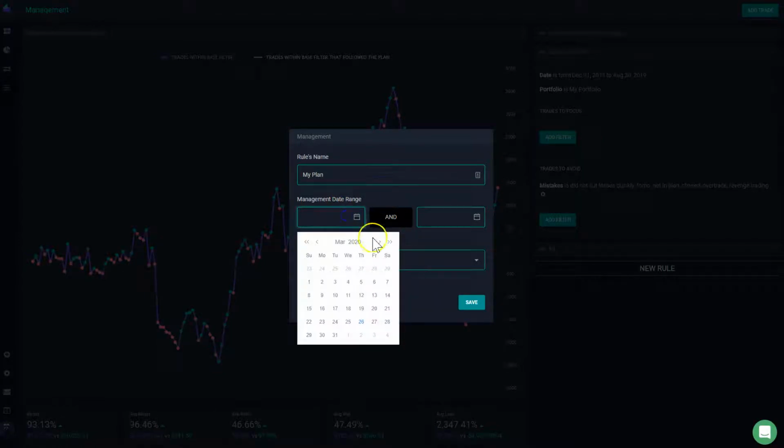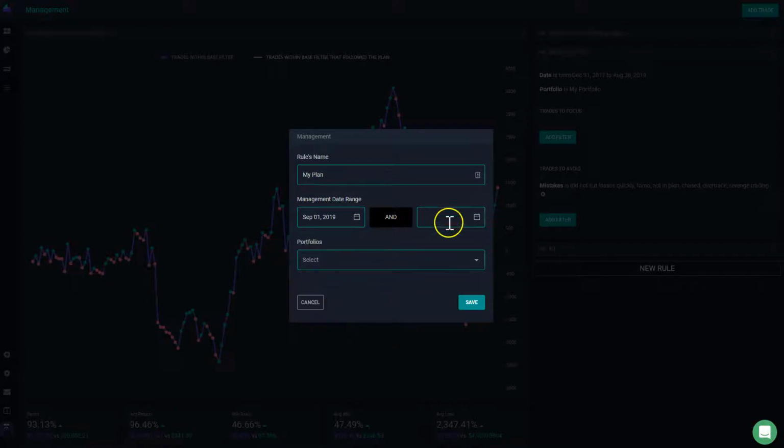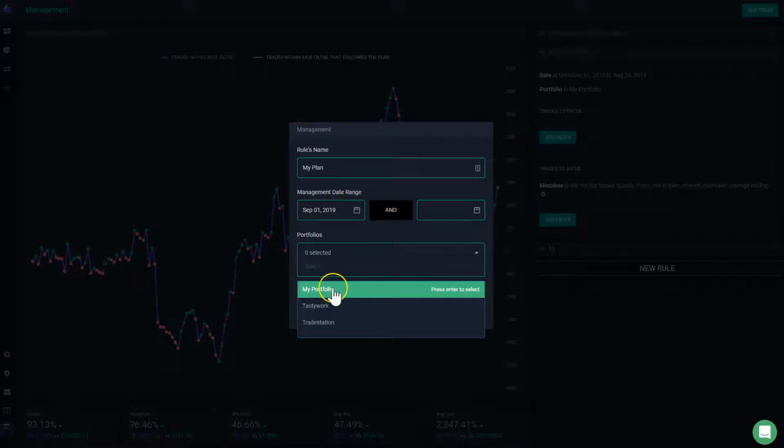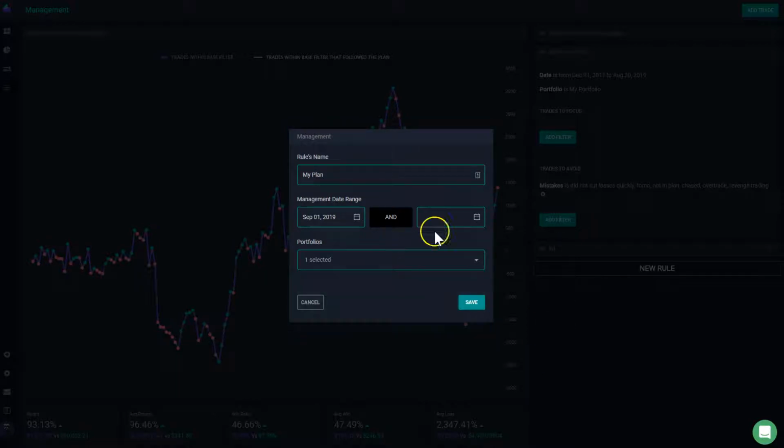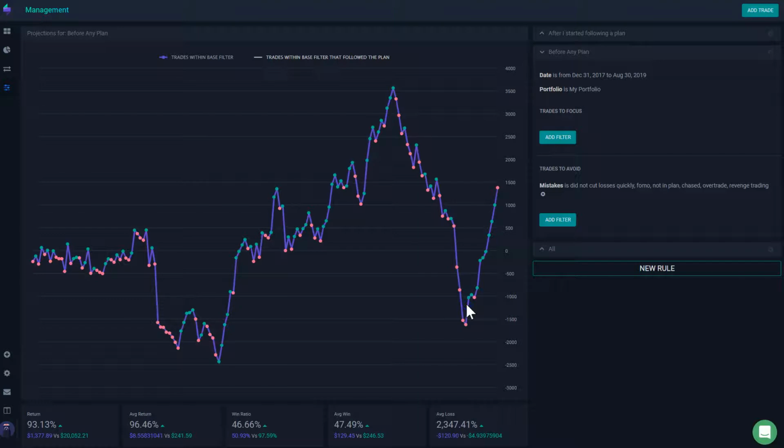And then I want to say this plan is active, in my case, from September 1st until now. So I don't have to fill this in, right? Because it's until now, it's moving forward. And then I can select for which portfolio I'm going to be applying this plan to. In this case, it's going to be my default portfolio, which is this one. And then I click save.